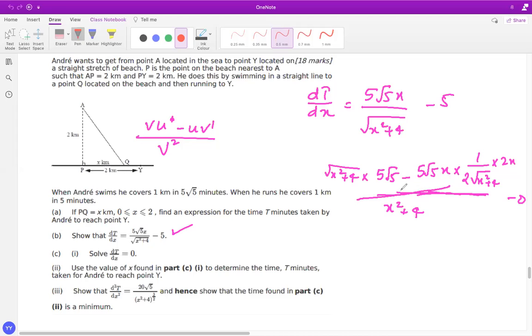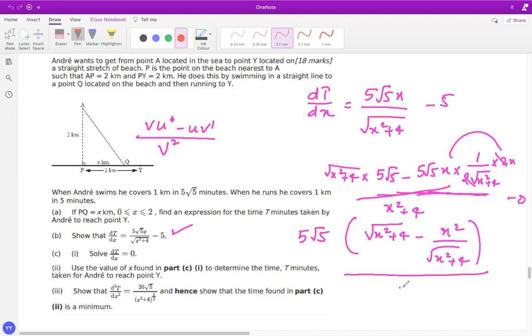Now you have to simplify this. So I take 5 root 5 common, and what I get is root x square plus 4 minus this 2 and 2 get cancelled, minus, and this x times x is actually x square over root x square plus 4, over x square plus 4. Now if I take the LCM of this, this is the double derivative.